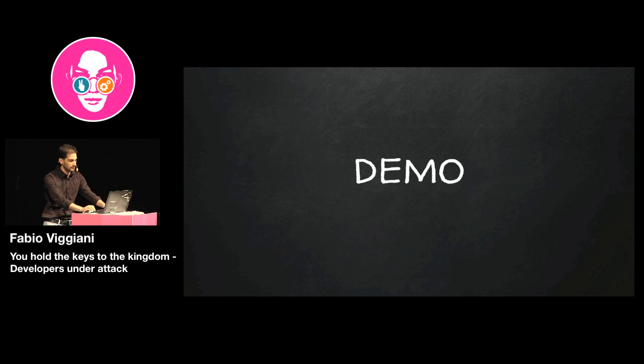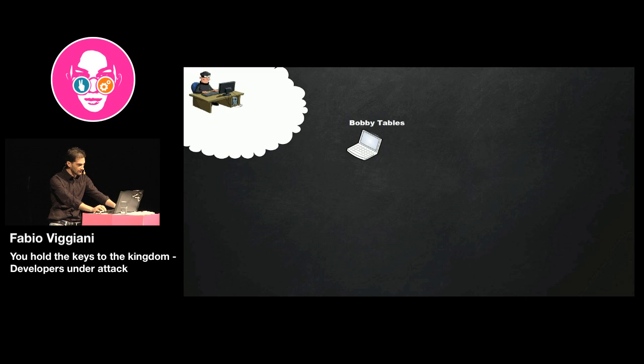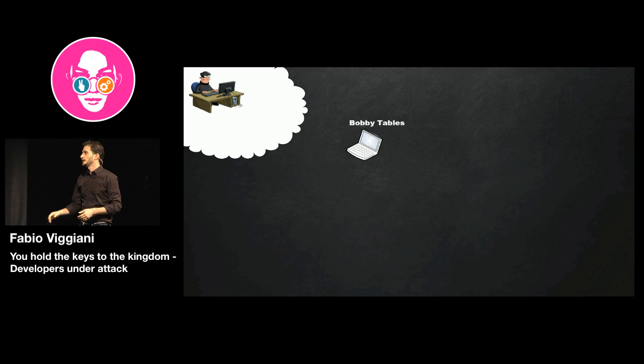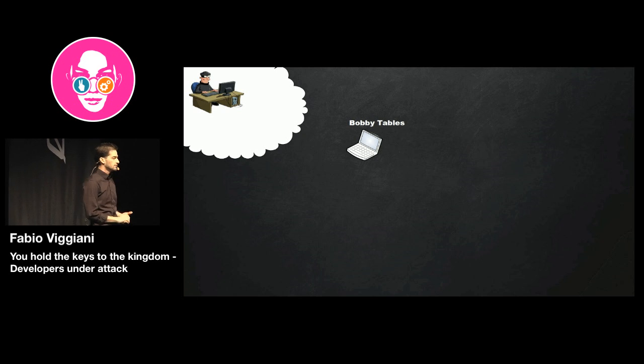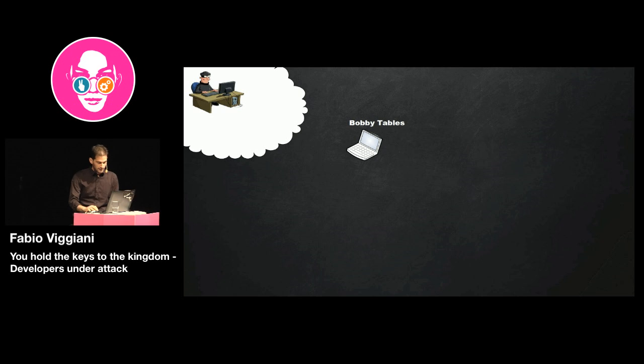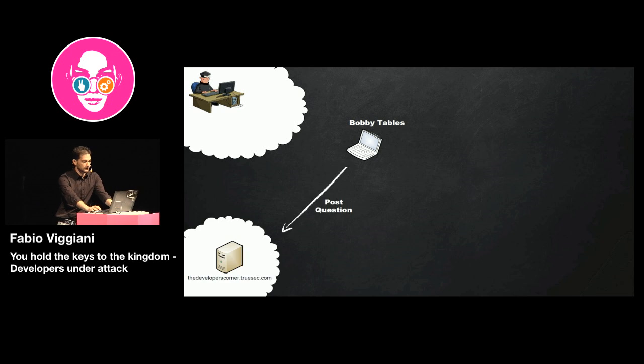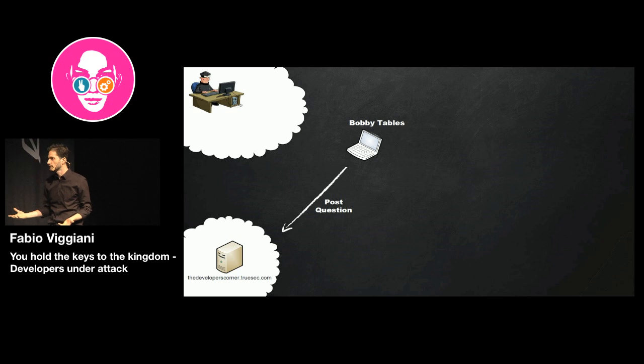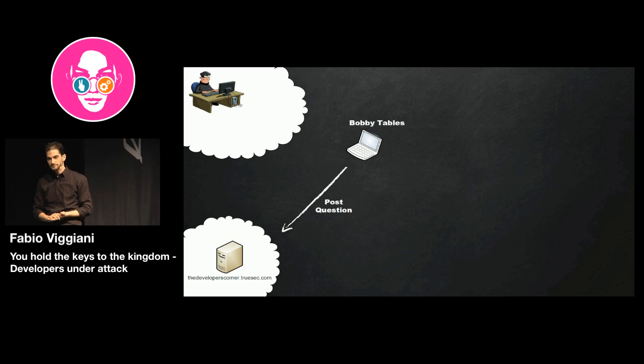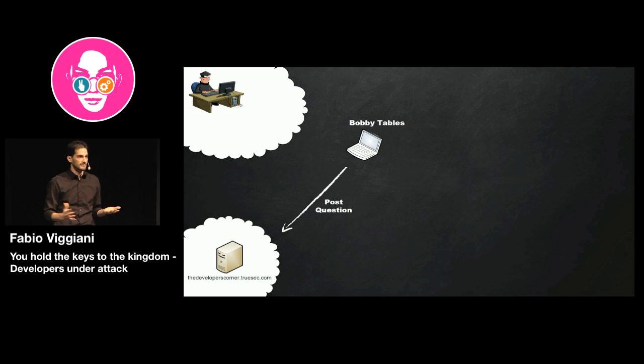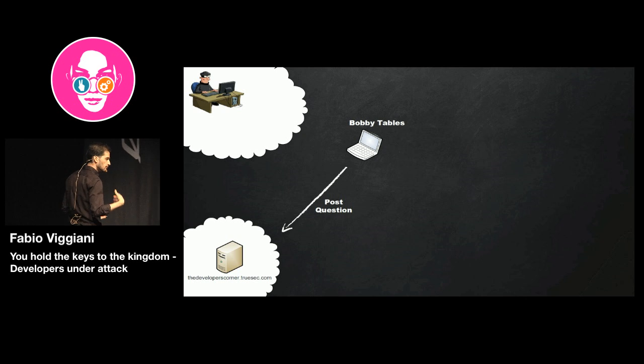So let's begin with our demo. We will be that attacker up there on the top left, and we will target a user in our target organization. It's called Bobby Tables. You may have heard of him before. This time, Bobby Tables will post a question on a public site related to something that he's trying to figure out as a developer. So something like Stack Overflow or similar sites where you can post a question.